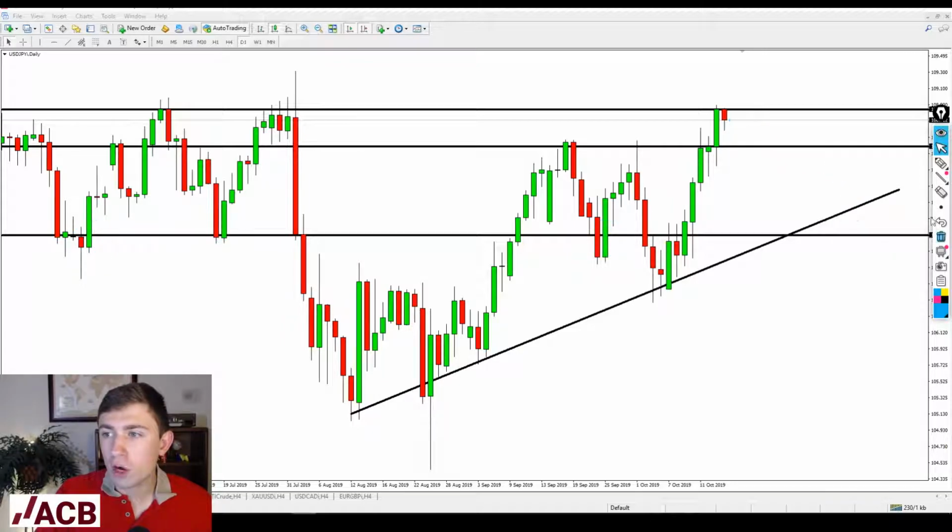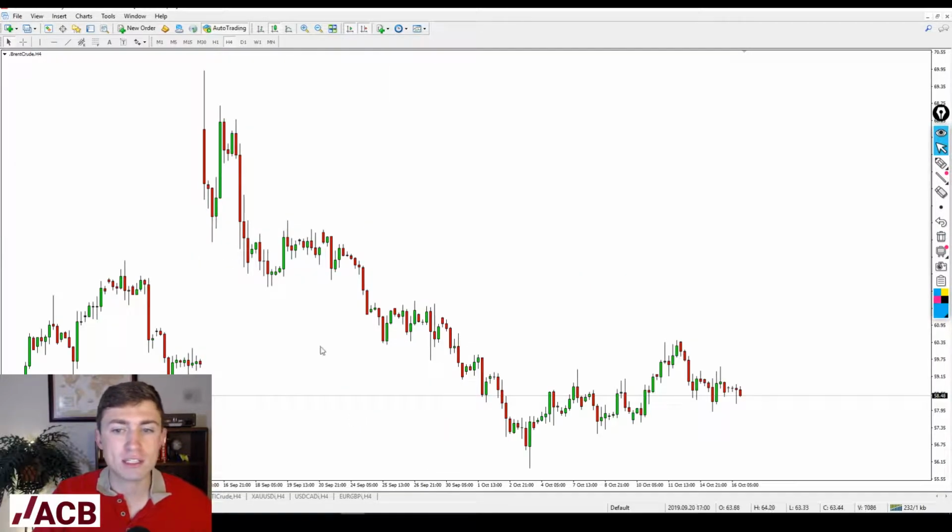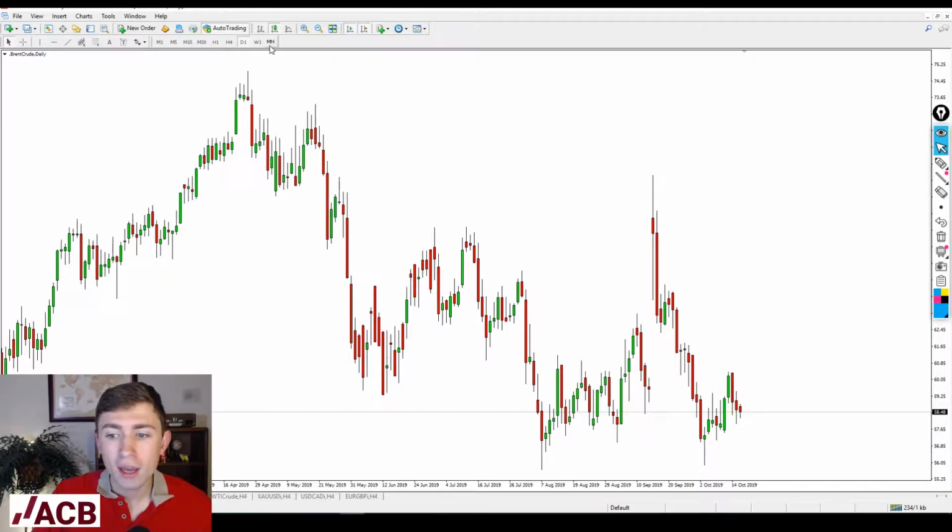So let's go ahead and move on to the next one, which is going to be Brent crude. Let's talk about oil for a minute here, and we'll pull it back to the daily chart.